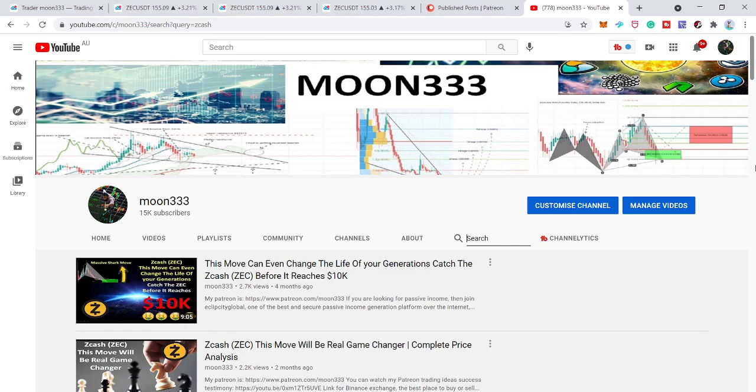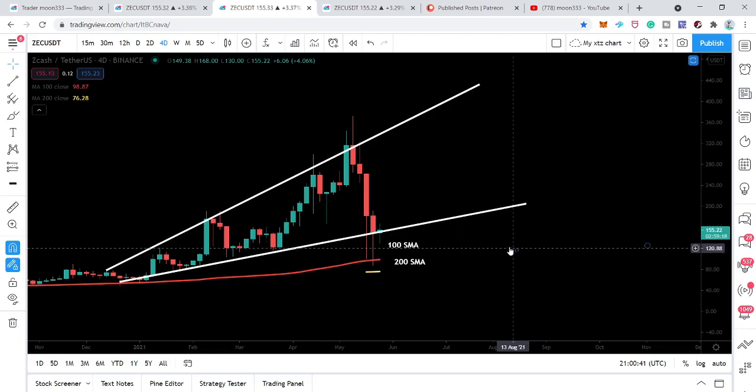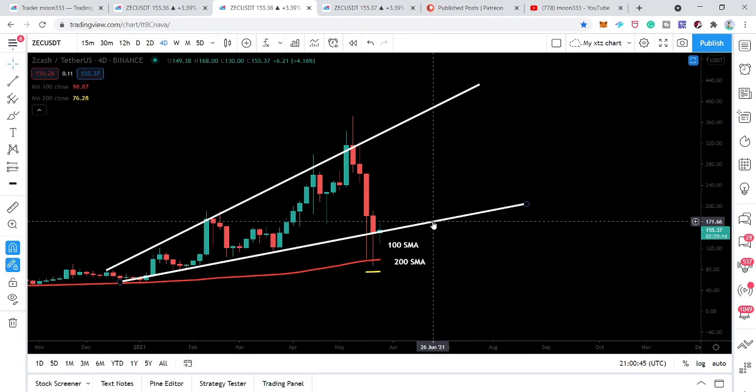Today I want to share with you how the price line of Zcash is continuing its move in a bullish setup, and that is this broadening formation. And I am following this support of the broadening formation, and I have been sharing this support with you guys for more than 7 months.